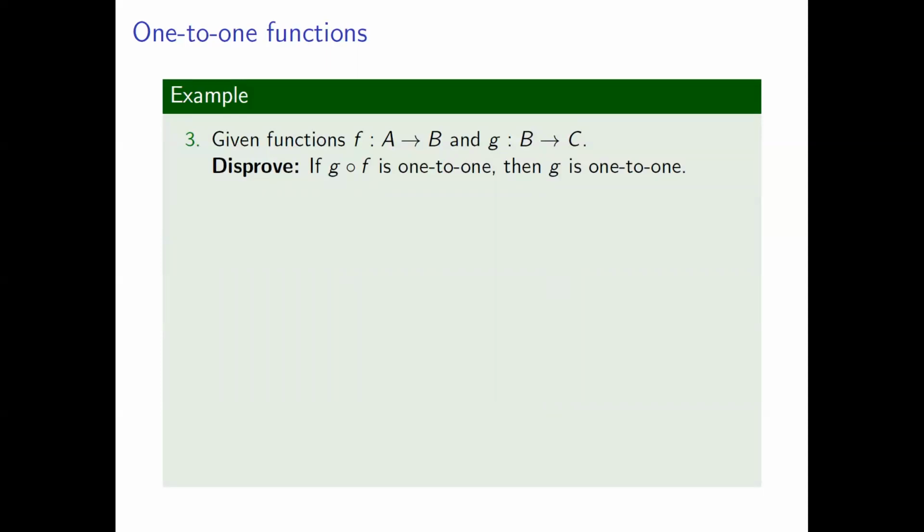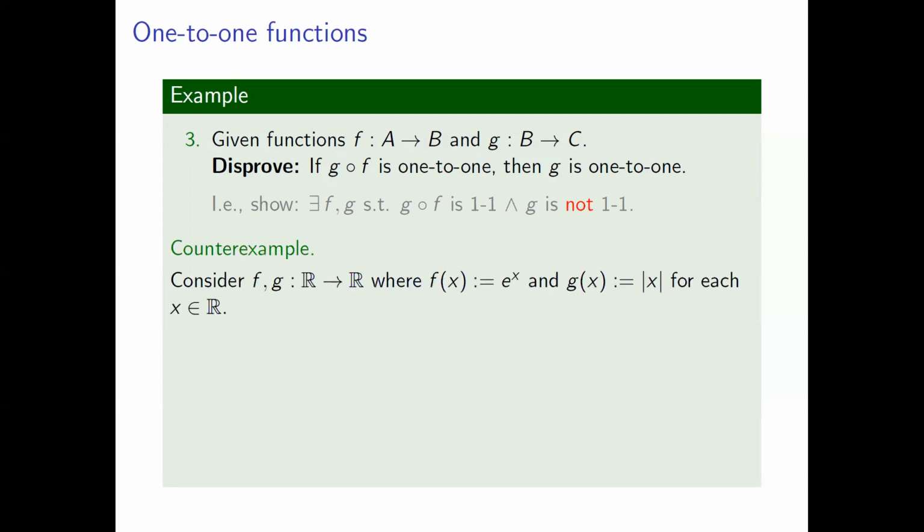It is not true in general that if the composition gf is one-to-one, then the function g is one-to-one. To show this, we need to give specific functions f and g such that the composition gf is one-to-one, but g is not one-to-one. Consider the functions f and g from the set of real numbers to the set of real numbers, where f is the natural exponential function and g is the absolute value function.